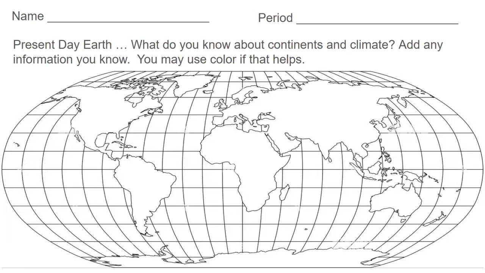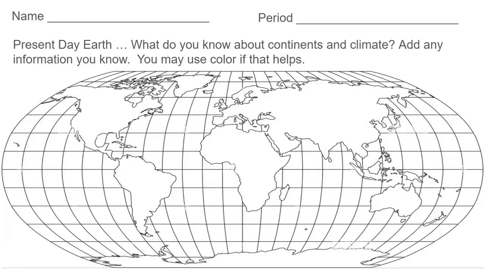Again, this is the first page of the map. Present day Earth. What do you know about continents and climate? Add any information you know. You may use color if it helps. 5 minutes tops on this. Label the continents you know. Talk about if you know what kind of climate it is. Anything you know about that, jot that down there and move on.